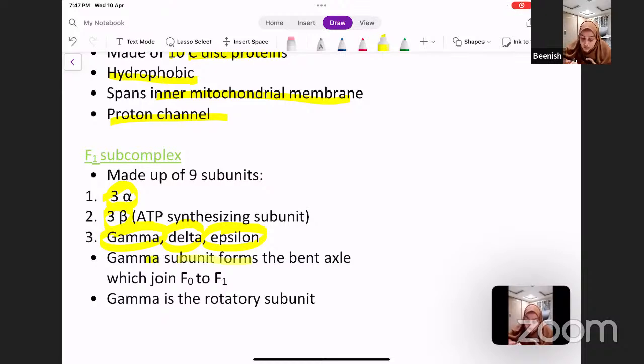Now your gamma subunit forms the bent axle which joins the F0 and the F1, and gamma is also the rotatory subunit. So not the entire ATP synthase rotates. Your entire ATP synthase, that is your complex 5, will not rotate when phosphorylation is taking place. It is only the gamma which is the rotatory subunit.